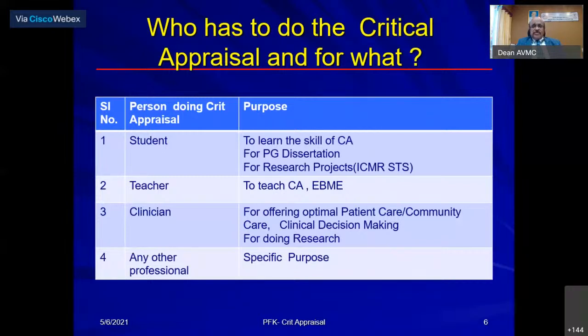And of course, for doing research, appraisal of the existing literature is the mainstay of doing any research. Any other professionals, like a management person, want to do evidence-based management; a public health person wants to do evidence-based public health. So whoever it is, they do it with a specific purpose in mind.